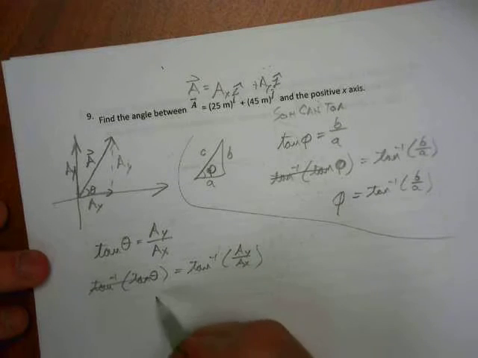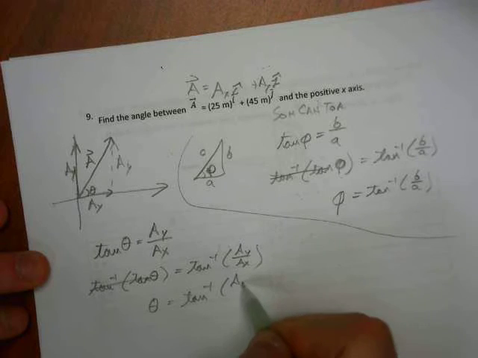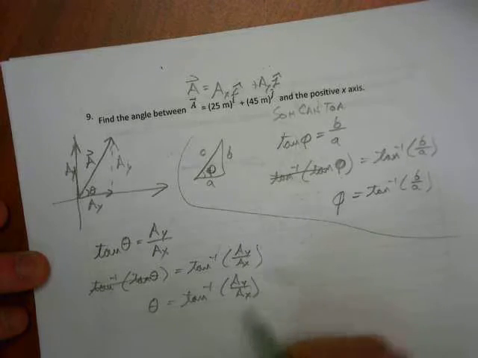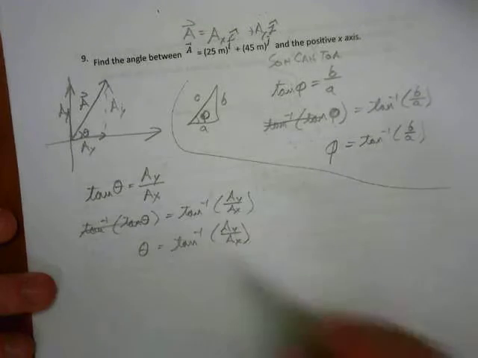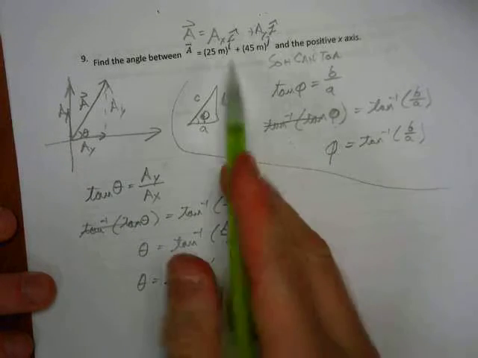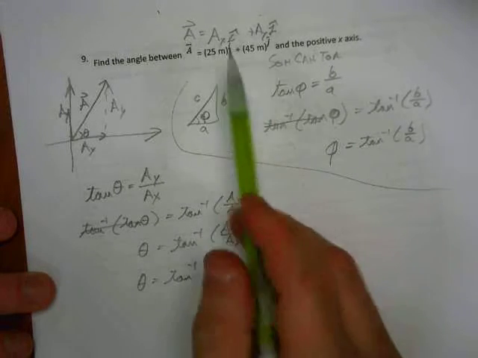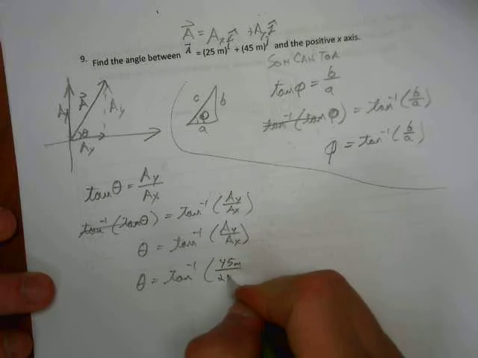Tangents cancel out. Theta equals inverse tangent of AY over AX. And now we can plug in some numbers. AY is 45 meters and AX is 25 meters.